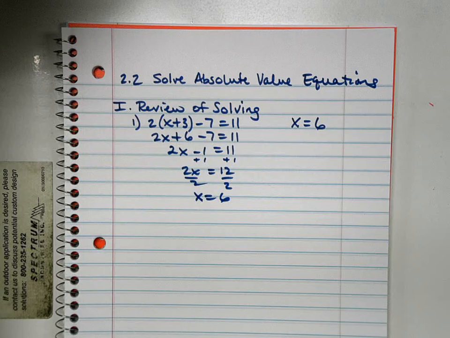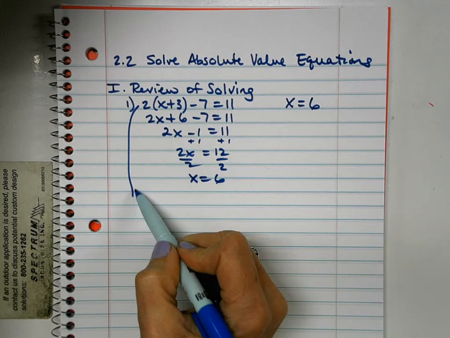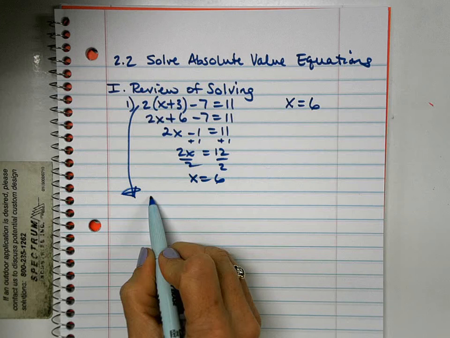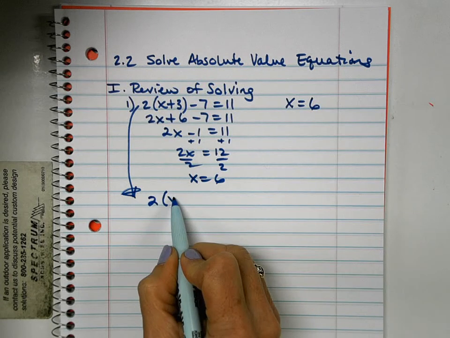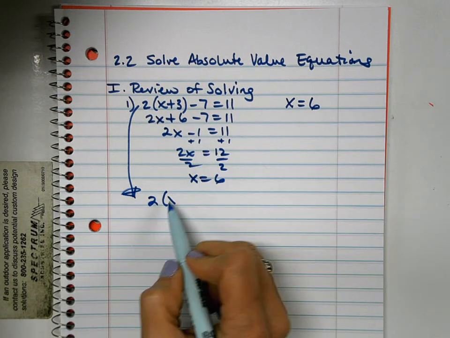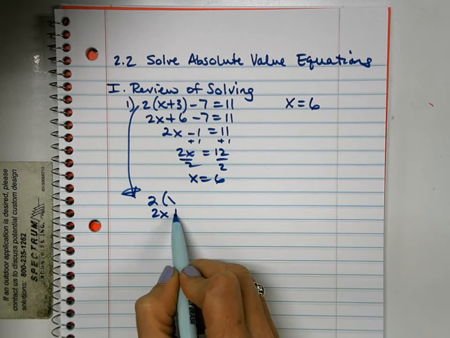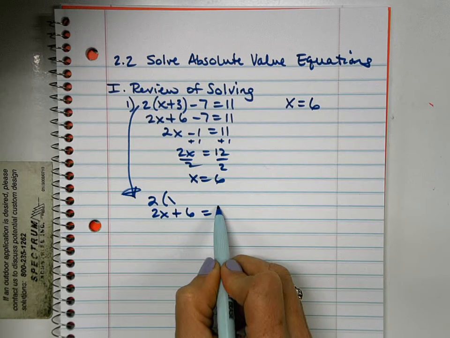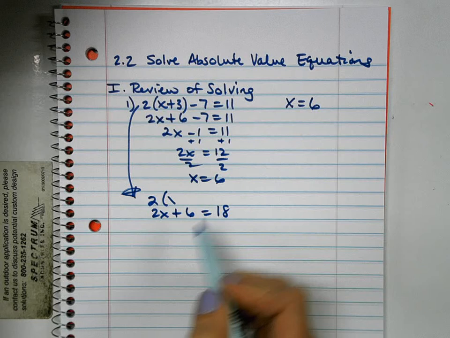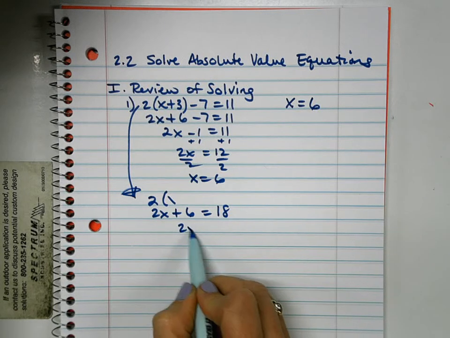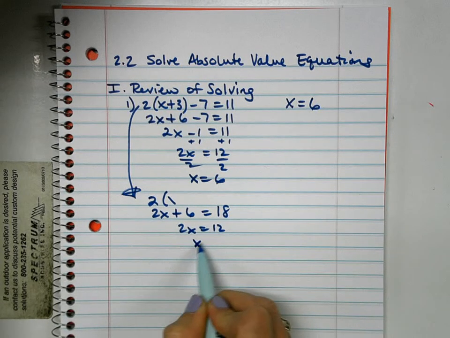Did anybody do it differently? How'd you do it, Kate? I added 7. Okay, second step instead of doing 6 minus 7. Oh, added 7 here? So you still distributed? So you went 2x plus 6, but then you added the 7 over and got 18 on the other side, and then subtracted 6? And got to the same point.